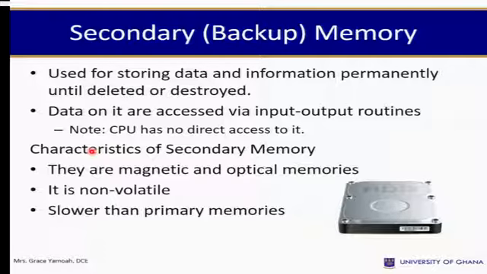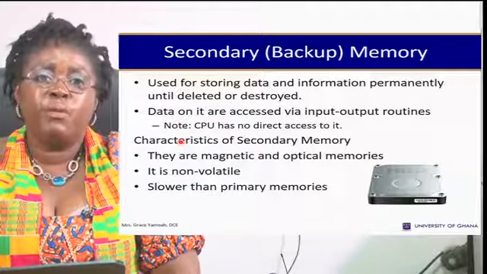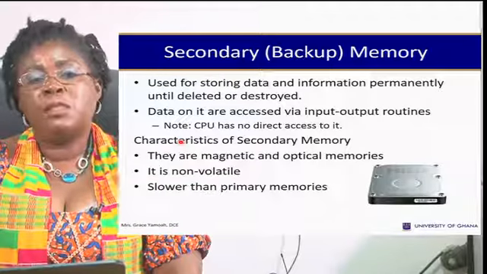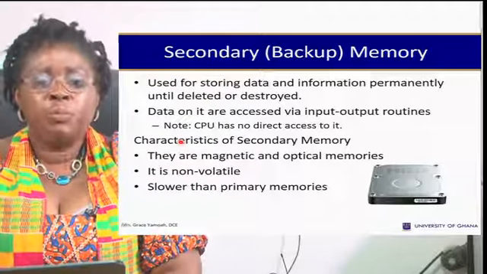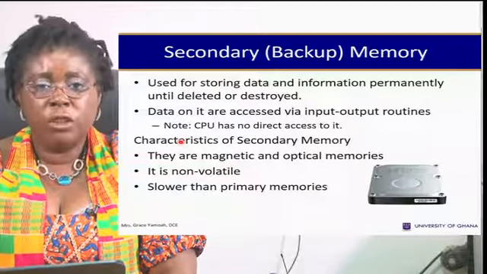Characteristics of secondary memory. They are magnetic and optical memories. It is non-volatile, slower than primary memories. Secondary storage are all used as alternative memory, where data after processing and outputted can be stored for further or later usage.